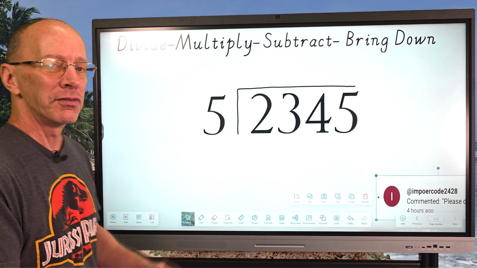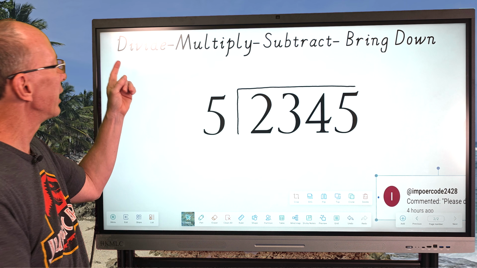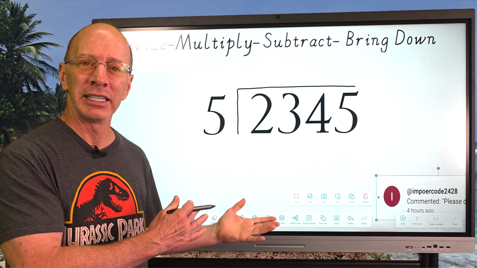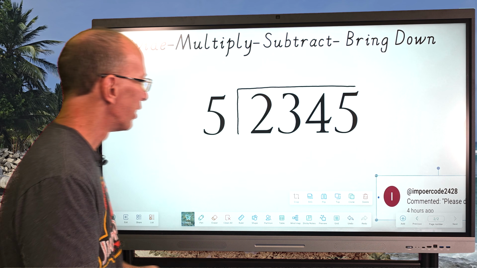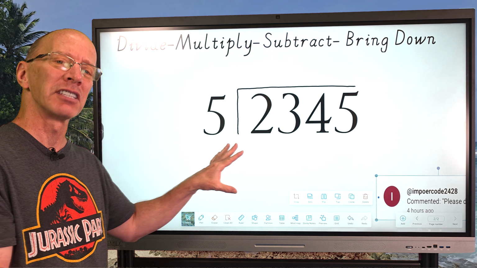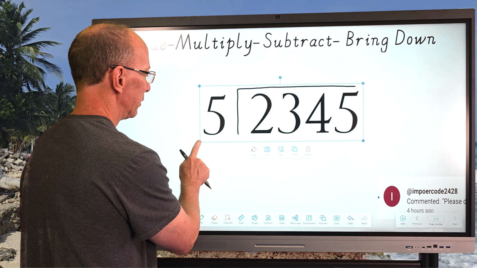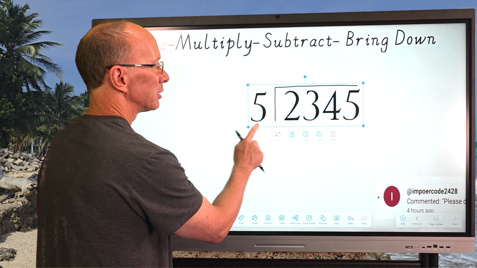When we do a division problem, we have 4 steps. We have divide, multiply, subtract, and bring down. And if you like doing these, make sure you check out my other videos. All right, let's go ahead and get started. I'm going to make this a little bit smaller to work with. So I'm going to go ahead and select this and then make this just a little bit smaller there.